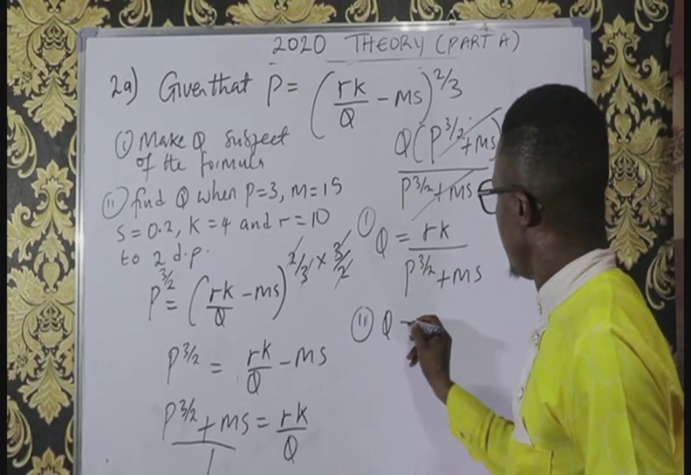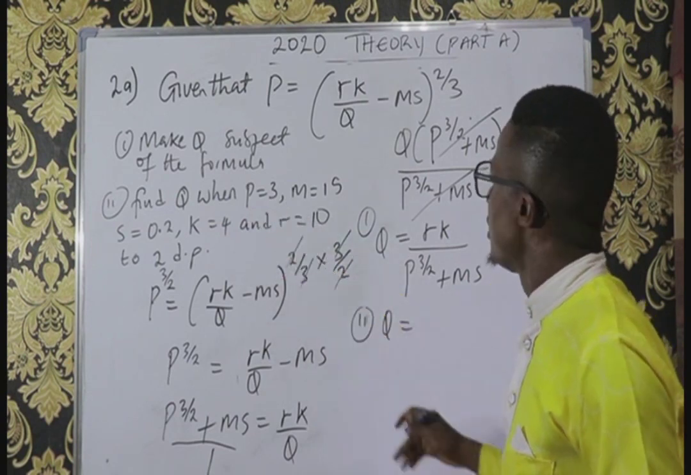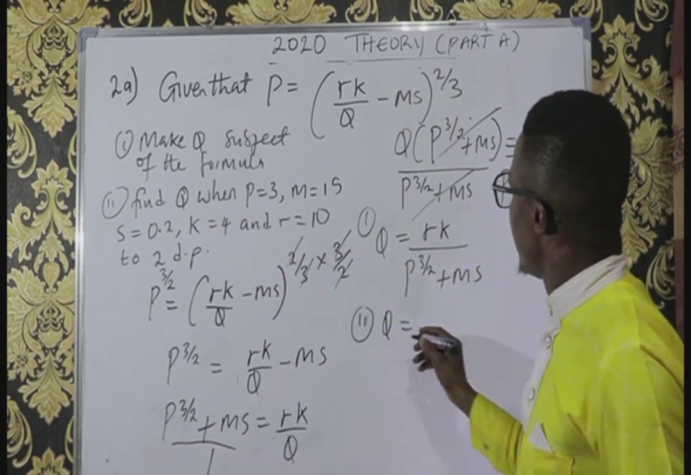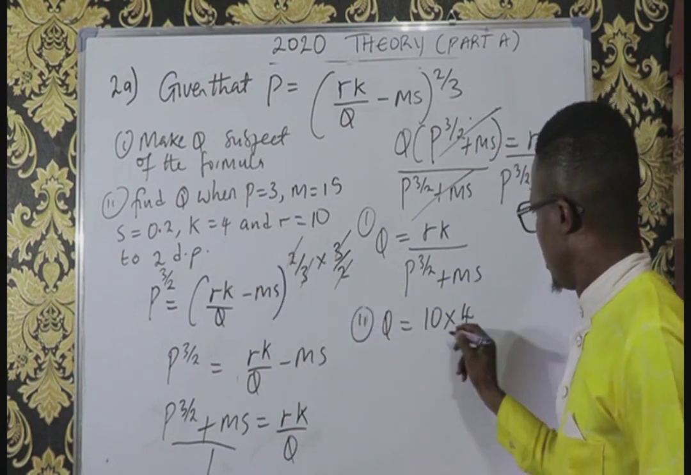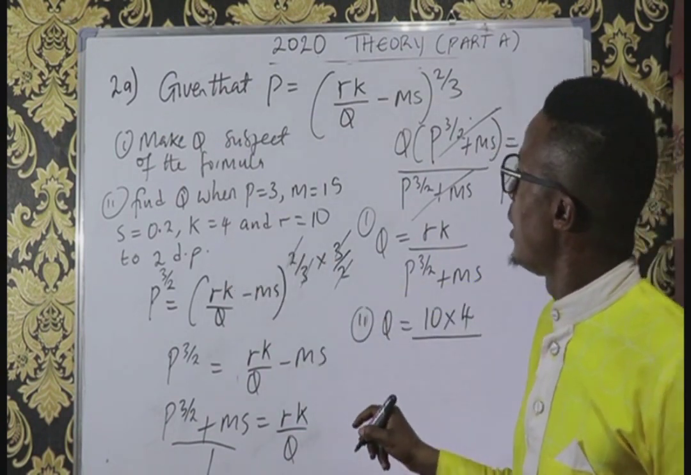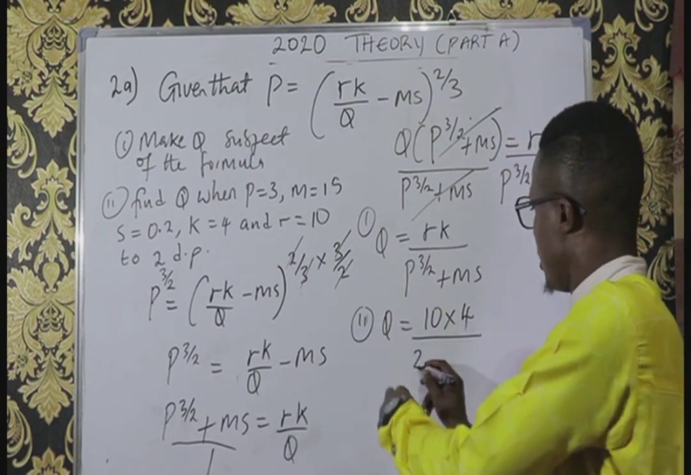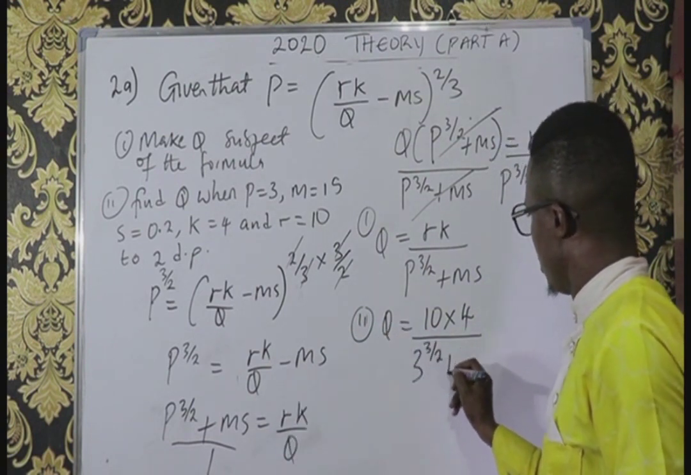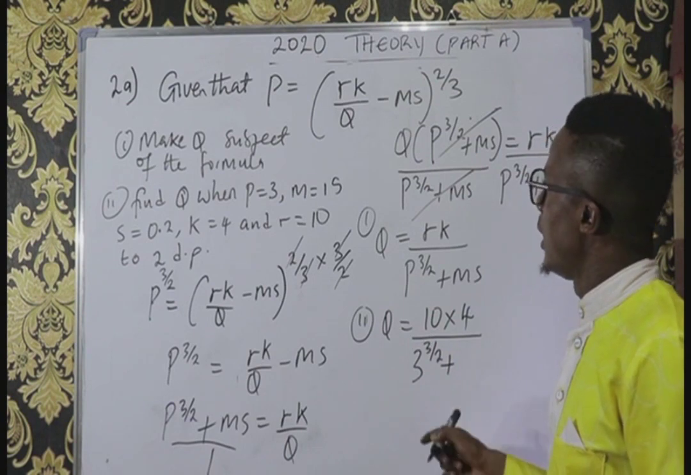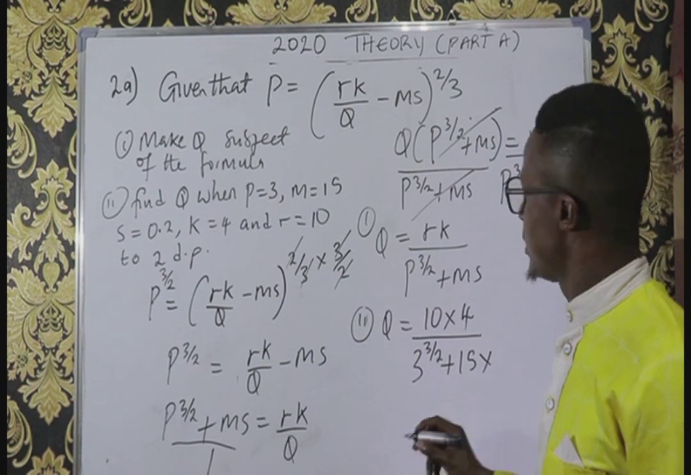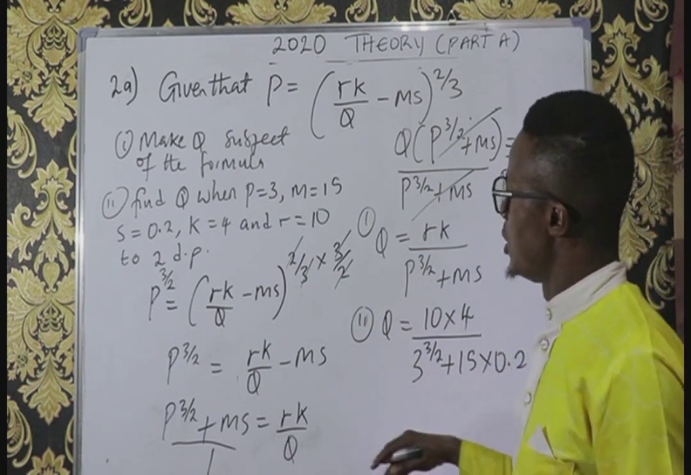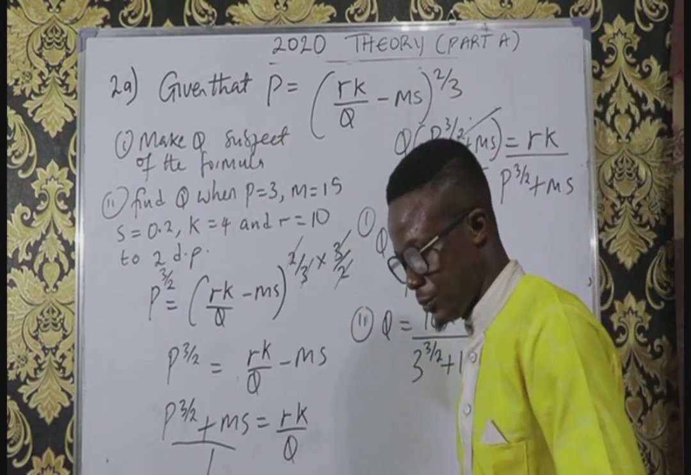That's the value of Q, given that this is the value of P. So what is R here? R is 10. I'll have 10 times K. Our K is 4 all over P. Our P is 3. I'll write 3 to the power of 3 over 2 plus M. Our M is 15. I'll have 15 times S. Our S is 0.2. I'll clean here to complete this.